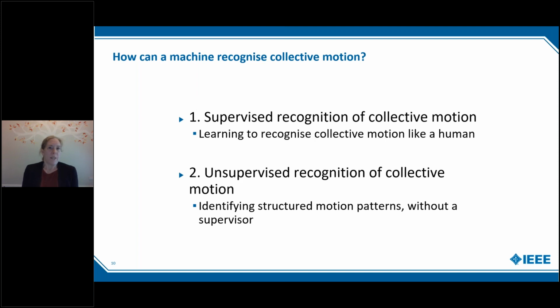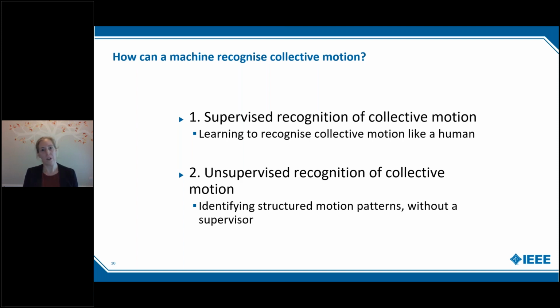So firstly, how can a machine recognize a collective motion? As I mentioned before, doing the collective motion is not that hard, but for the machines to actually recognize that they're engaged in that collective motion while they're doing it is a completely different question. So we thought that there might be two ways that this could be done.